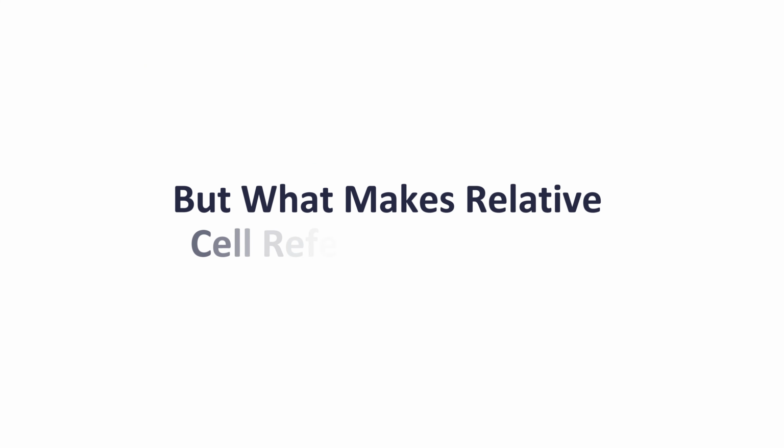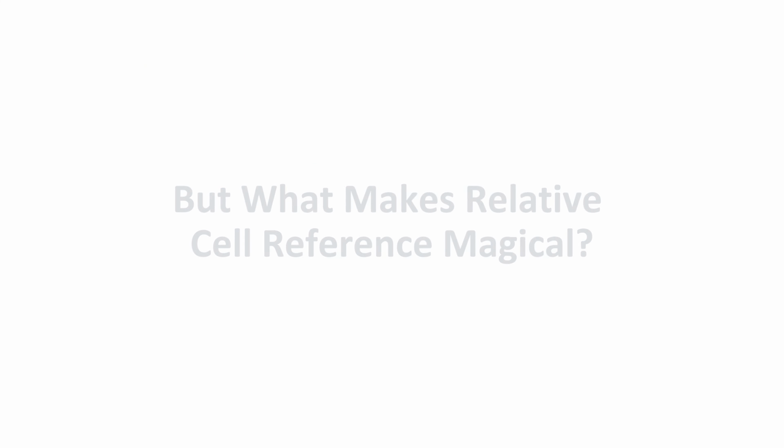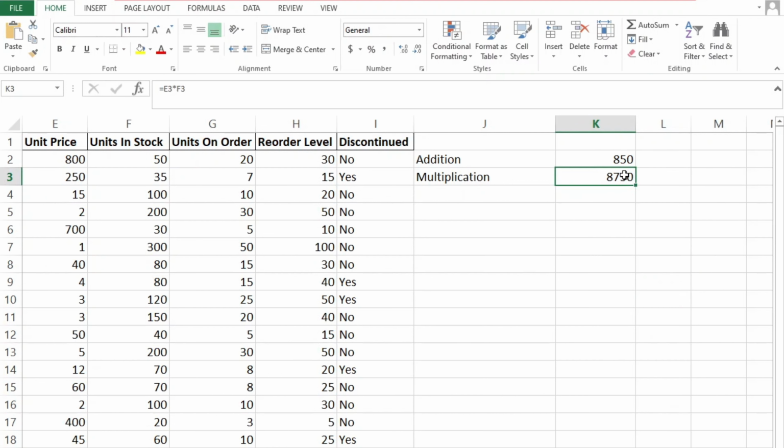But what makes relative cell references magical? Imagine dragging this formula down to apply it to other products like tablets or t-shirts. Excel adapts intelligently with autofill. The formula shifts to E3*F3 for tablets and E4*F4 for t-shirts, automatically referencing the respective cells. This adaptability is the strength of relative cell references, adjusting the formula based on its position.